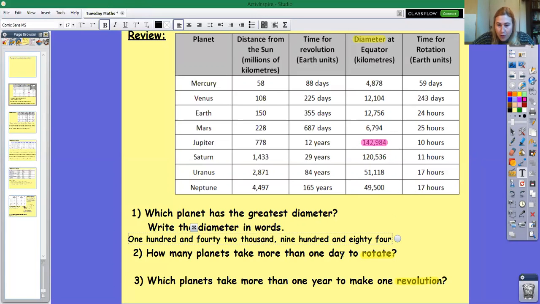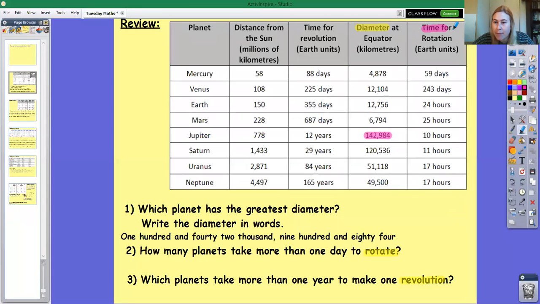How many planets take more than 1 day to rotate? We've got 24 hours in a day, haven't we? So if we look at our rotating column, it says time for rotation here.